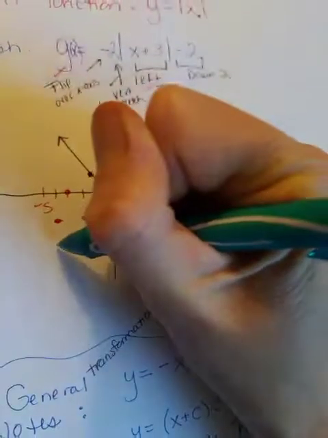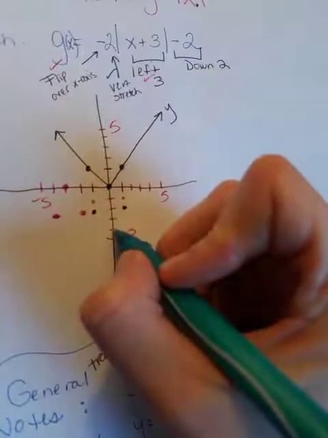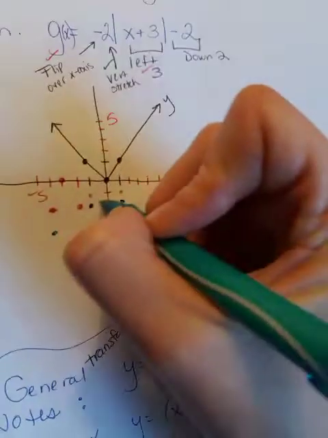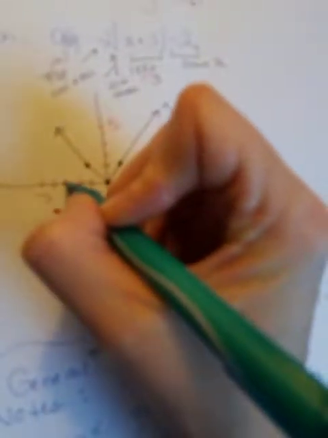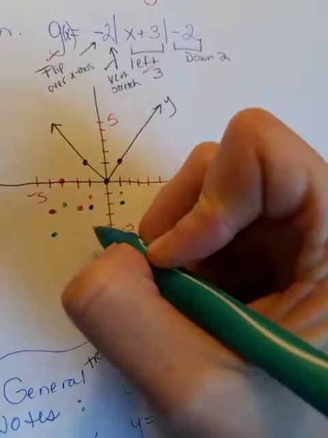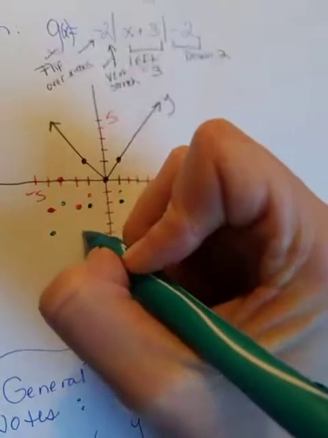I wish I had graph paper. Should have grabbed some of that when I was at school. Not thinking. Alright, so down 2. This point moved down 2, and this point, 1, 2. It should be even Stevens here.